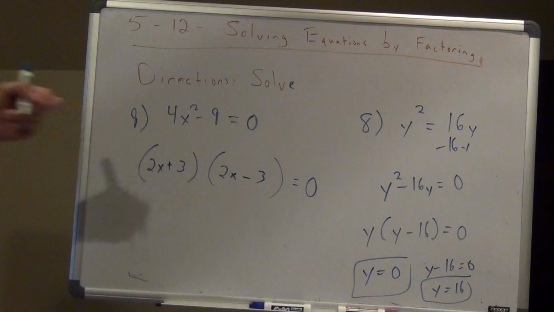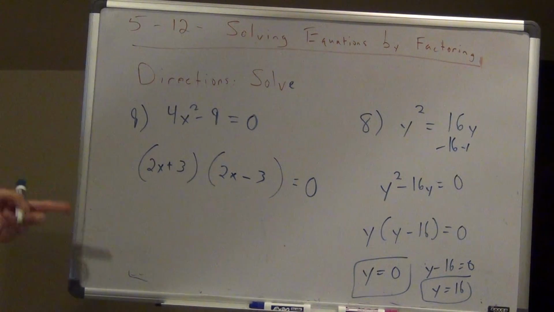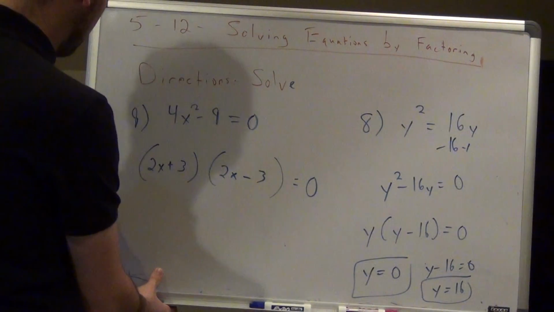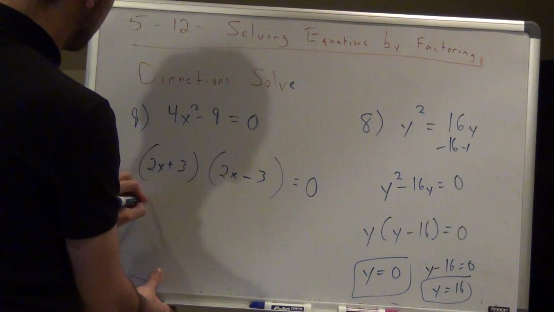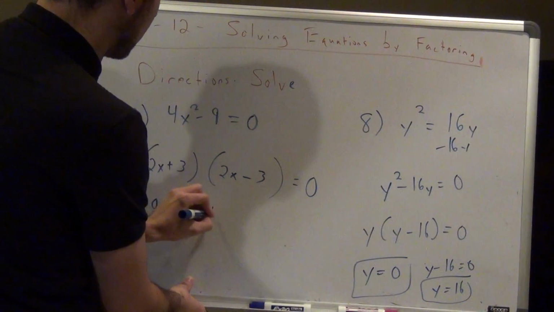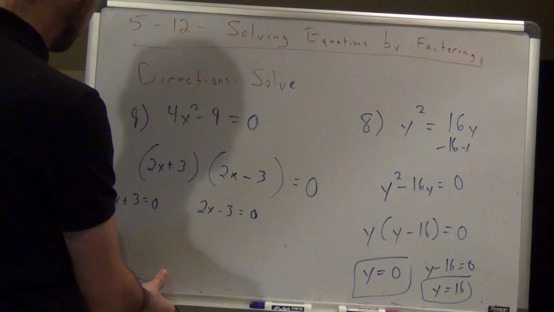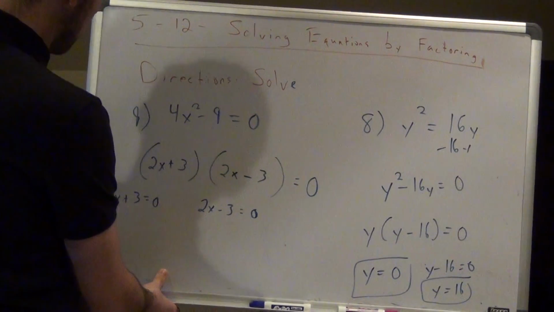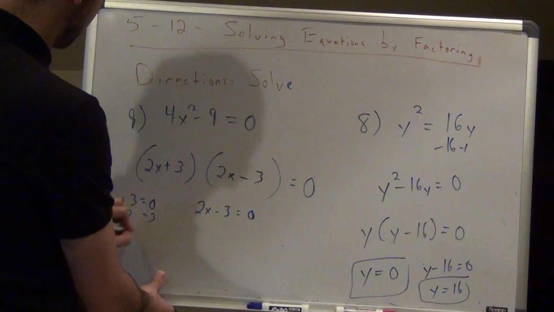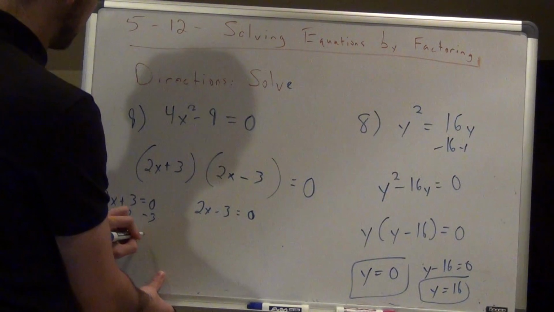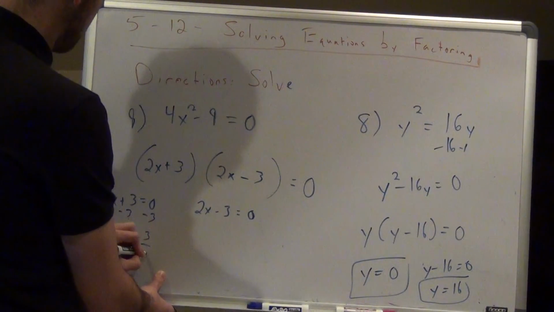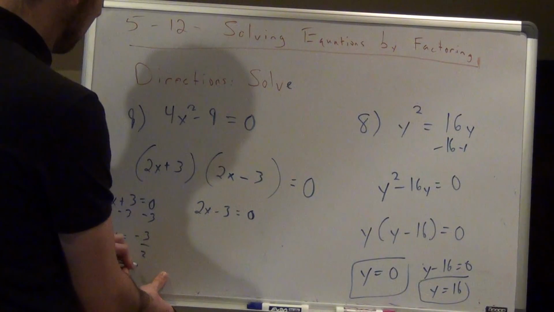All right, so now it's all factored, nothing in the front. I'm just going to set each of these equal to 0. So I'm going to set 2x plus 3 equal to 0, and 2x minus 3 equal to 0. So let's solve this. Here I'm going to subtract 3, so I get 2x equals negative 3. So x is equal to negative 3 over 2.